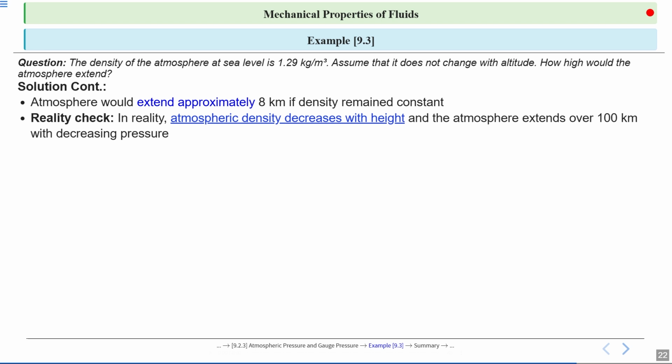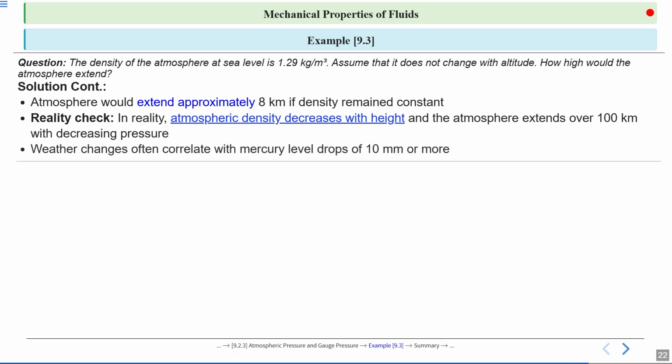Reality check. In reality, atmospheric density decreases with height, and the atmosphere extends over 100 km with decreasing pressure. So weather changes often correlate with mercury level drops of 10 mm or more.